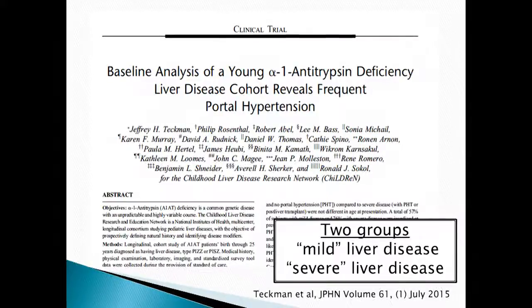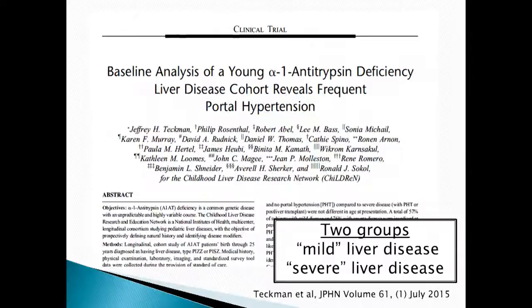So to be in the study, you had to have liver disease and have a diagnosis, but it was either mild liver disease or more severe liver disease. In the mild liver disease, you didn't have portal hypertension, but had maybe abnormal liver tests. And in severe liver disease, you'd either had a liver transplant or had portal hypertension.